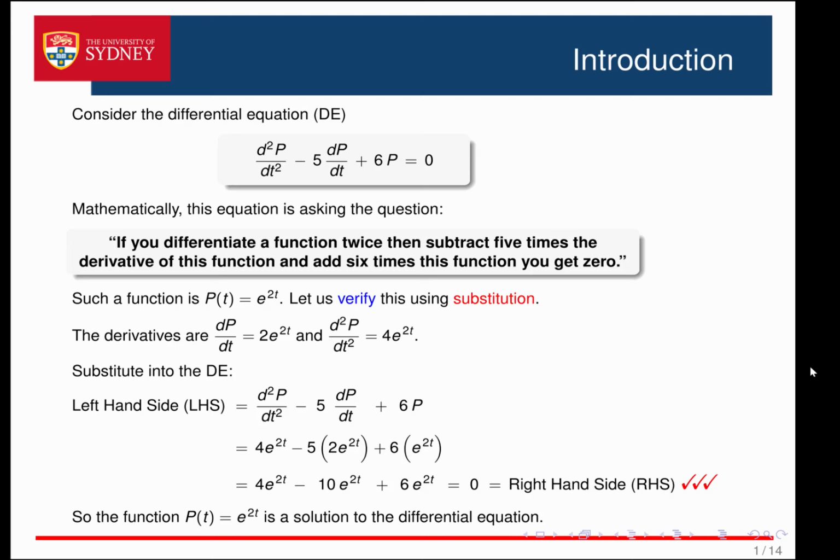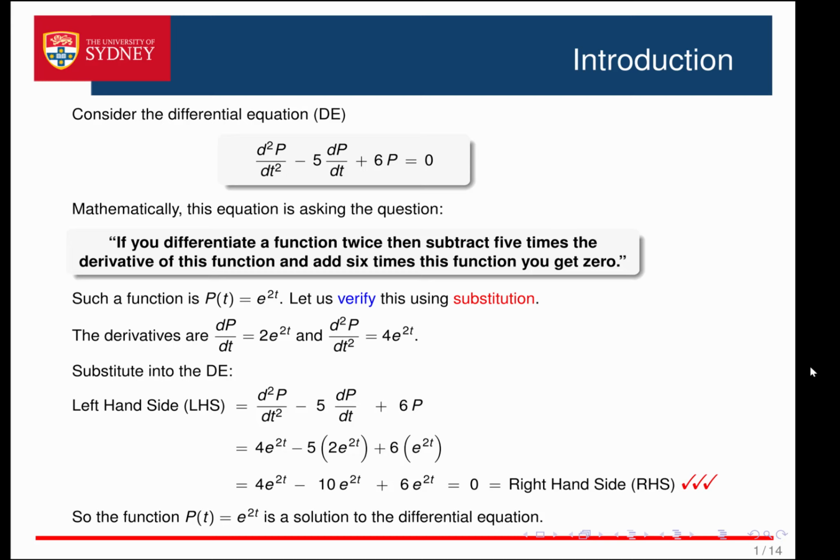Importantly, when we find the various derivatives of e to the 2t, then we always get a multiple of e to the 2t. This means that when we substitute the function or any of its derivatives into the DE, we get a constant times e to the 2t every time we substitute. Here, this combination of e to the 2t adds up to 0, which is exactly what we wanted.